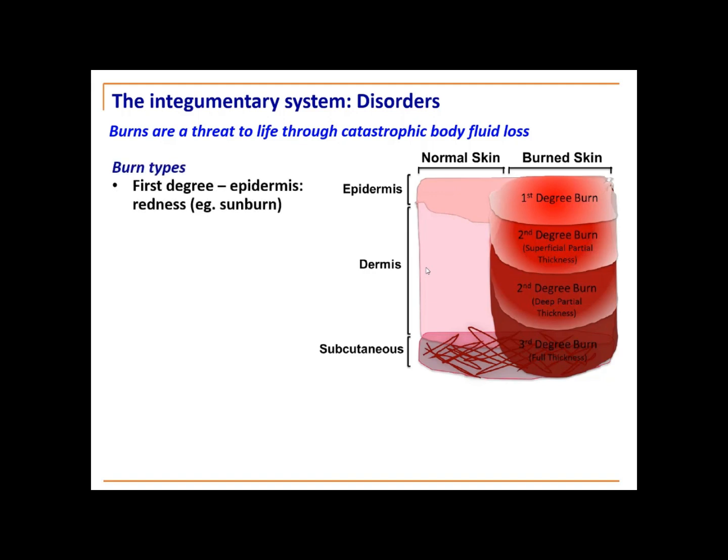But if we're thinking about burns, you've got your burn types. You've got your first degree burns, such as your sunburn, which is really affecting your epidermal layer. You've got your second degree burns, which are affecting your epidermal layers and the upper part of the dermis, and that can lead to your blisters, for example. You've then got your third degree, which is your full thickness.